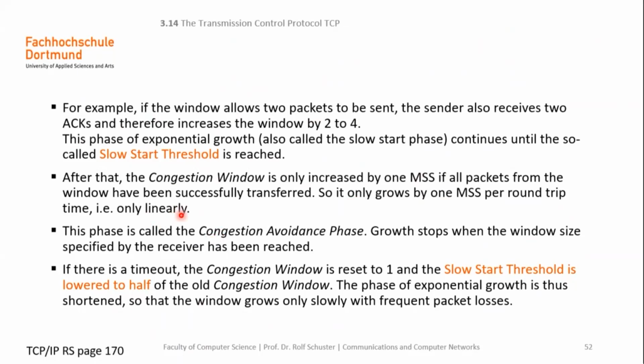The growth stops when the window size specified by the receiver has been reached. If there is a timeout, the congestion window is reset to 1 MSS and the slow start threshold is lowered to half of the old congestion window. We will see that particular detail. The phase of exponential growth is thus shortened, so that the window grows only slowly with frequent packet losses.